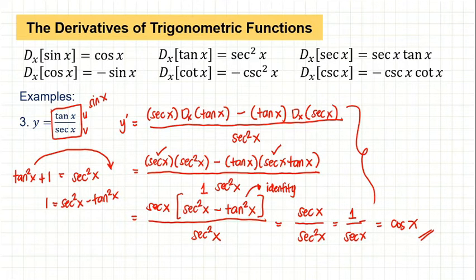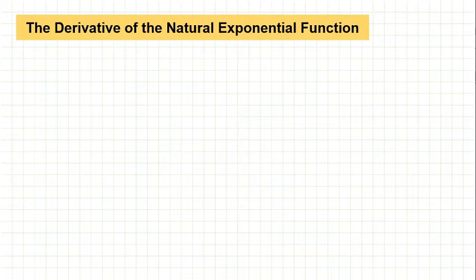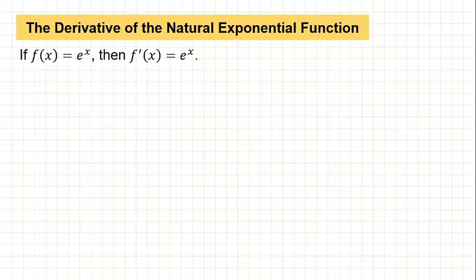Okay? So that's it for the derivatives of trigonometric functions. The last one, the derivative of the natural exponential function, we have here, if f of x is equal to e to the x, then f prime of x is equal to e to the x. So therefore, the derivative of e to the x is itself only. Okay? Example. Yan. Derivative of 4e raised to x.